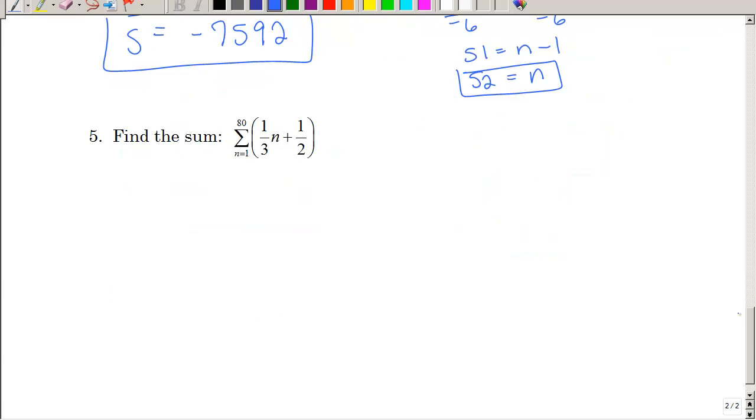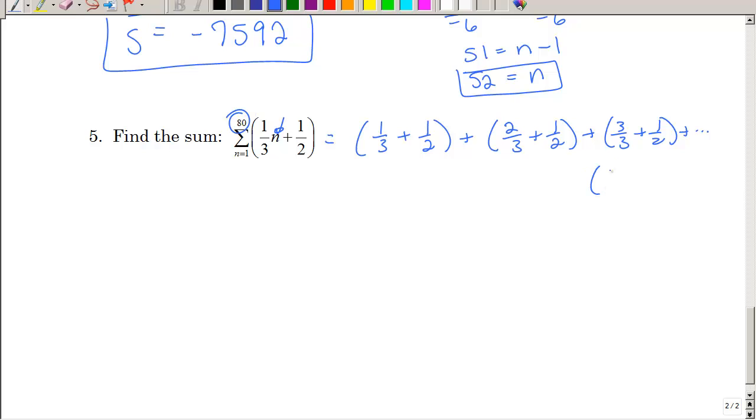We have that sigma notation. Again, we find the sum. But let's just verify that that is arithmetic. It certainly is because it's in this section, but let's just verify that. So let's just write out a few terms. So that's 1/3 plus 1/2. Then if I let n be 2, that would be 2/3 plus 1/2. And if I let n be 3, and of course I would keep going to when n is 80.